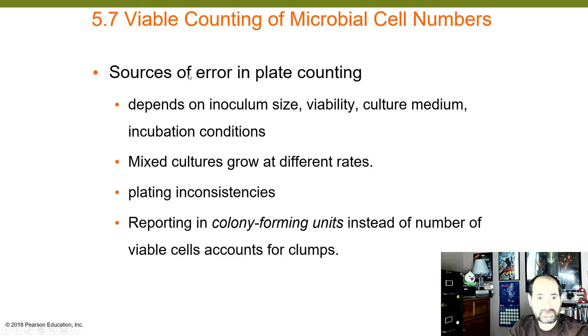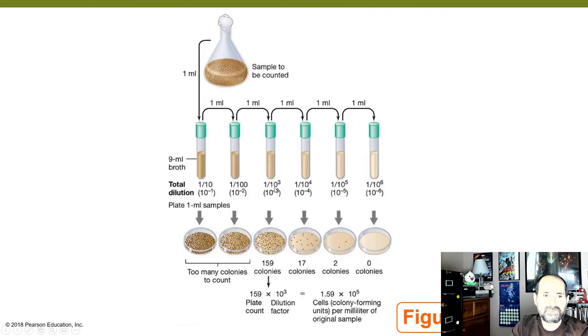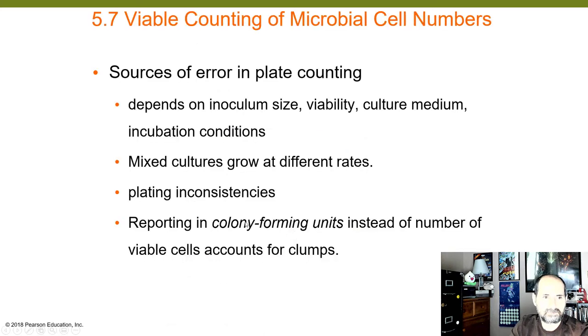Okay. So sources of error that you could potentially have in plate counting: you could have a variable inoculum size. If you have mixed cultures, they could grow at different rates. You could have plating inconsistencies. And also, one thing you should know is that you're only counting viable cells. You're only counting cells that are alive. If they're not alive, they won't grow to form a colony. Also, think about it: if you have a bacterium that's fastidious and requires some kind of enriched culture, you're not going to get growth of that bacterium either.